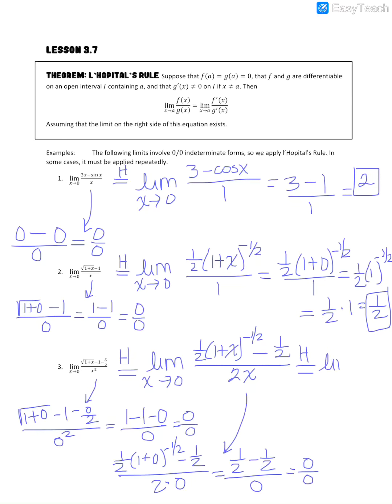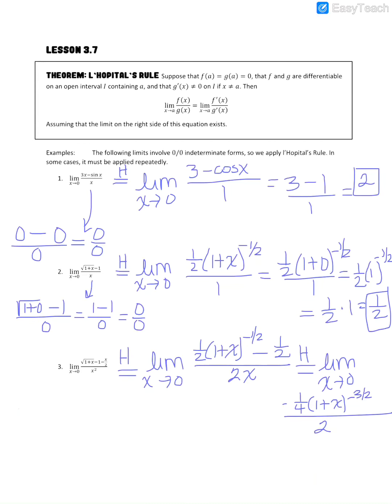So now we're doing the derivative again of the top and the bottom. So on the top, I will have negative 1/4, 1 plus x to the negative 3/2. The minus 1/2, derivative of that is 0, goes away. On the bottom, I get 2. I'm running out of room. All right, now I'm going to try to plug in the 0 again.